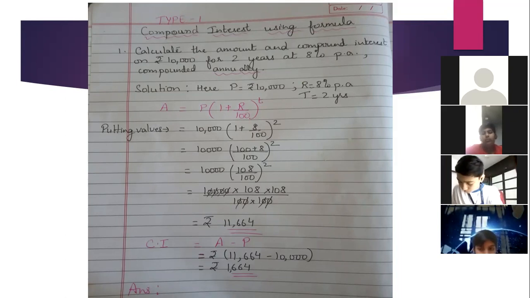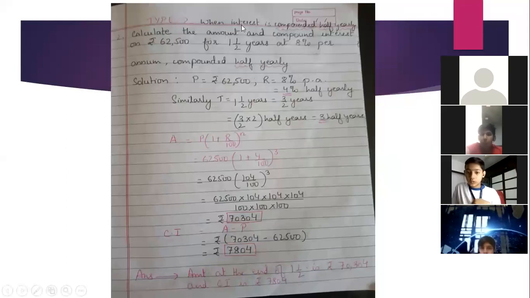Okay, this is the repetition, children. You can even write, do it, complete it on your own. You know the formula. There's nothing new in this question. Okay, so I'll move forward. Okay, type 2. When interest is compounded half yearly.